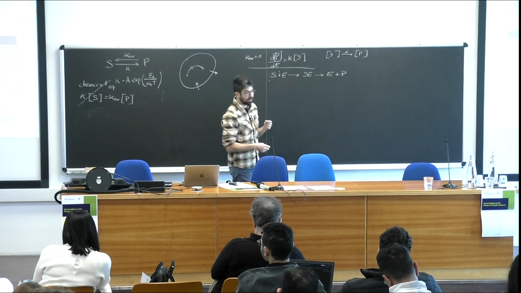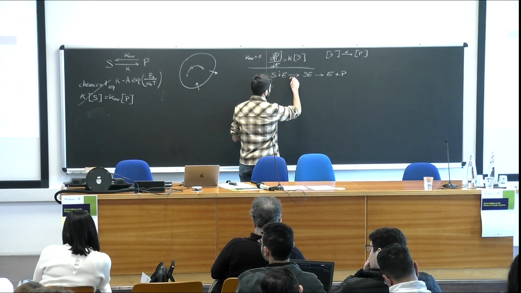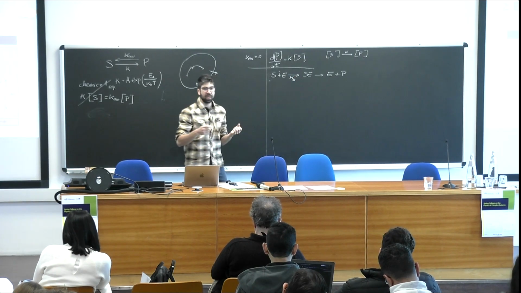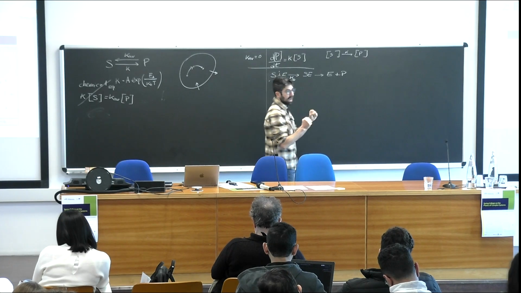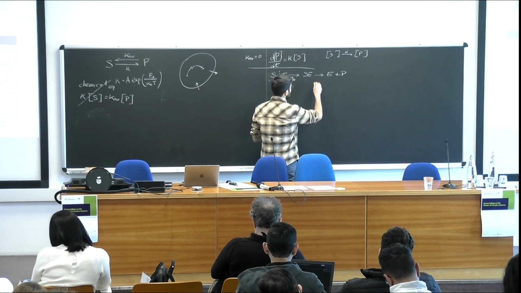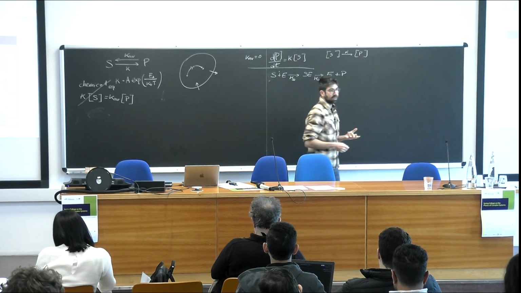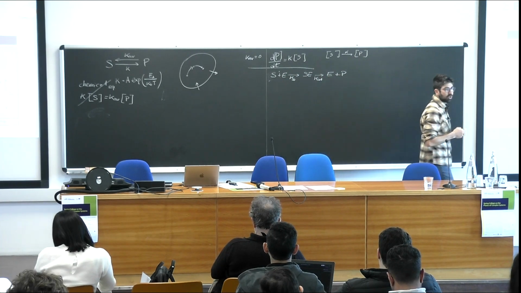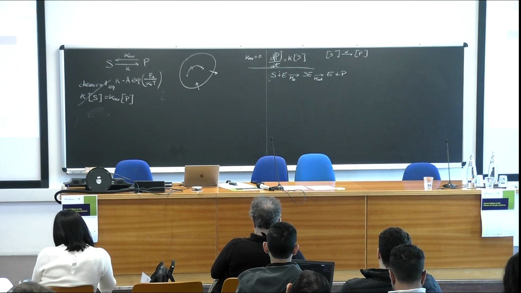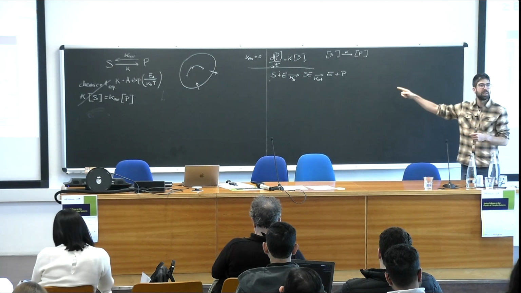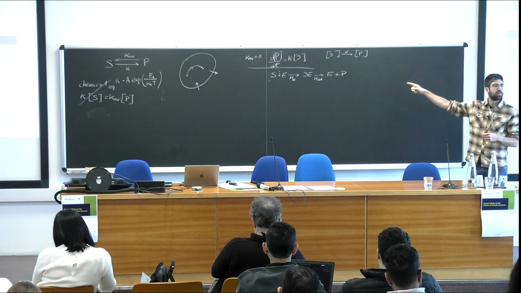Here we have two rates. One is a binding rate, the rate at which the enzyme binds to the substrate. And the other one is what is called the catalysis rate, the rate at which the reaction occurs once the enzyme is bound to the substrate. Okay? Do you see back there? It's too small. Is it okay?